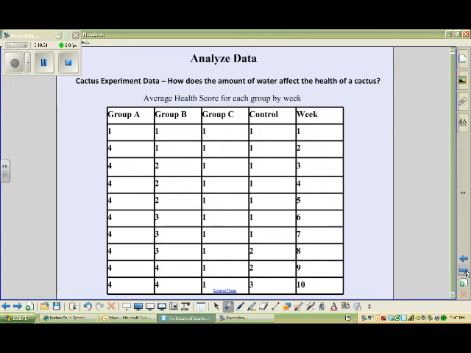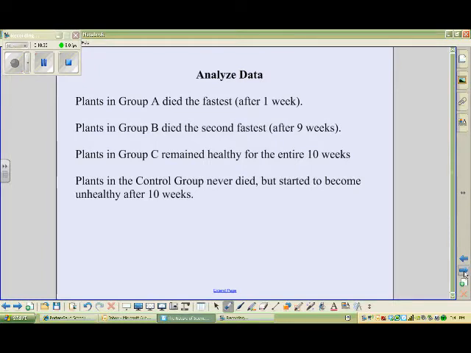So what you do with raw data is you have to analyze it. You have to say, well, what happened in general? And so this is where you're going to show all of the averages. So this is the average health score for each group by week. And if we look at this, we can see obviously Group A did the worst. Group B, probably the second worst. Group C, this is our group that only got watered monthly, did really, really well. They stayed healthy the entire time. And then our control group actually stayed healthy until about the 7th week. But then they started to slowly lose their health.